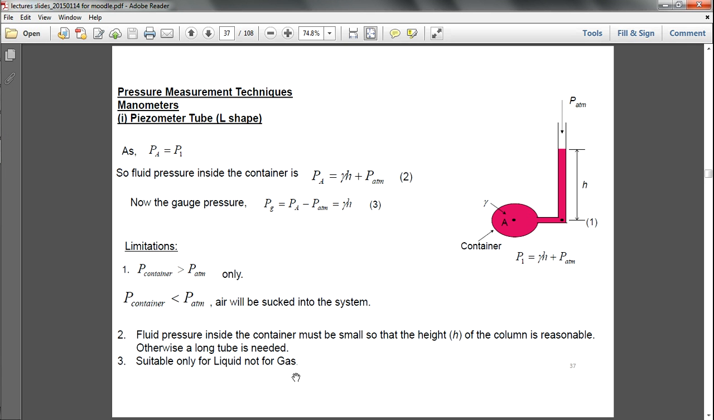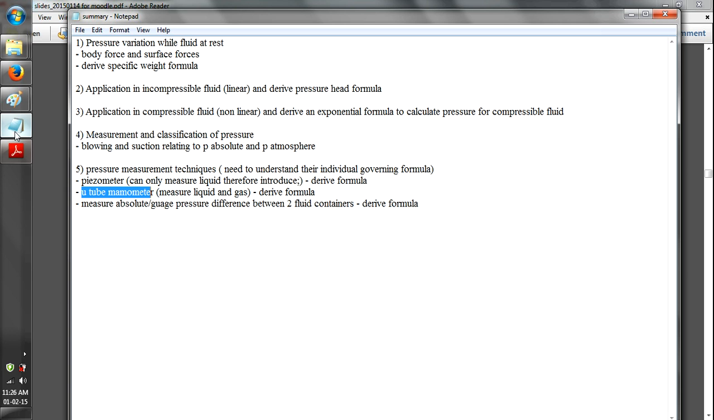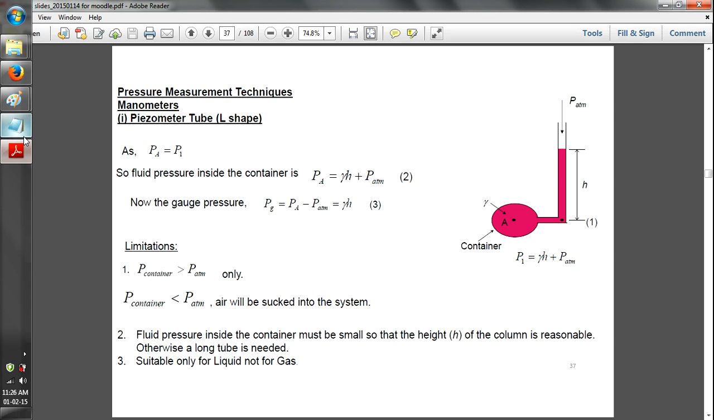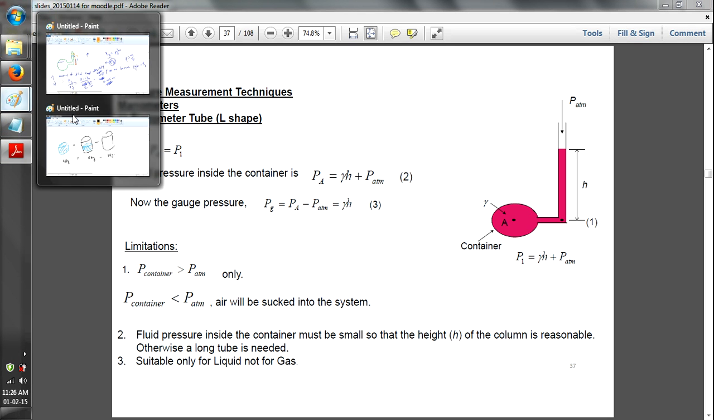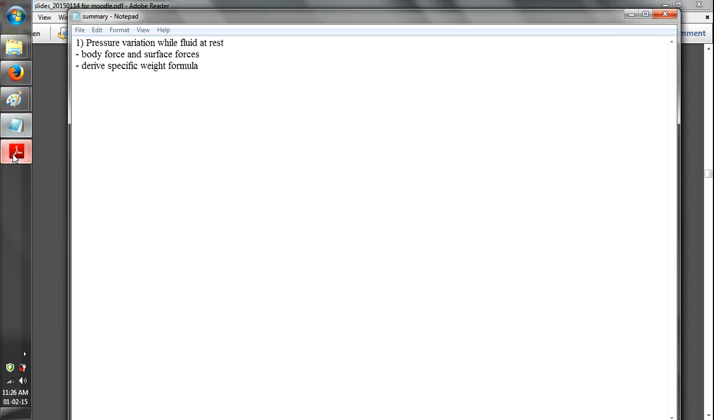It's suitable only for liquid, not for gas, because gas has a very low density. So therefore you cannot use this method. I think I've explained it fairly well.